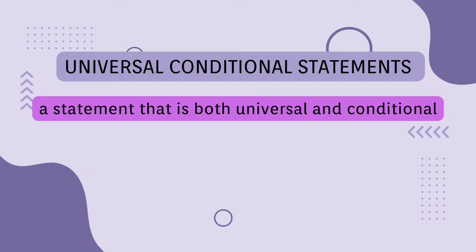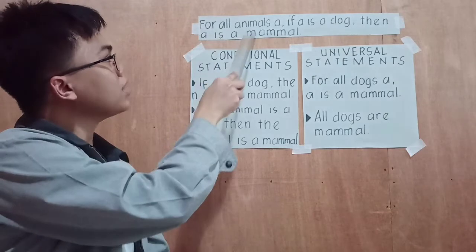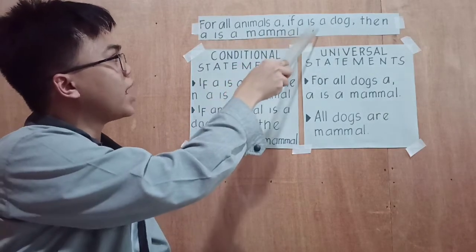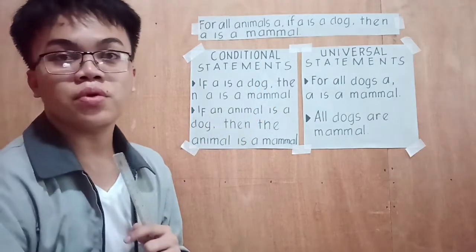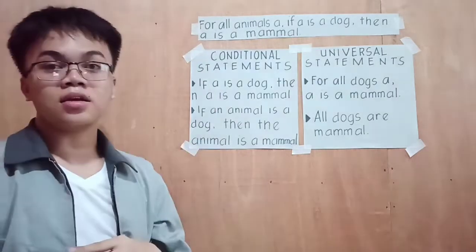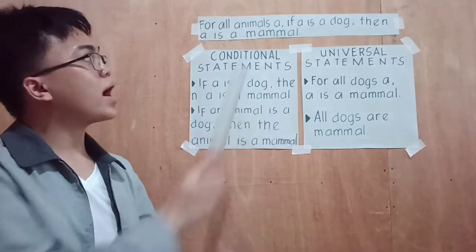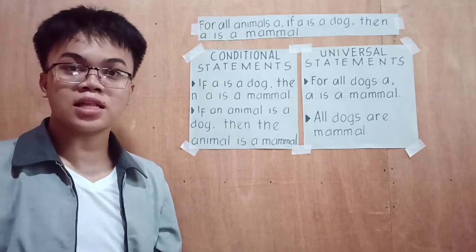Universal conditional statements. A statement that is both universal and conditional. For example, for all animals A, if A is a dog, then A is a mammal. So in this sentence, for all ang ating universal statement, while if naman ang ating conditional statement.